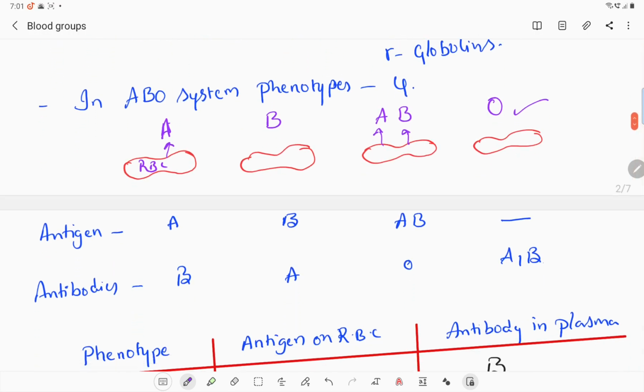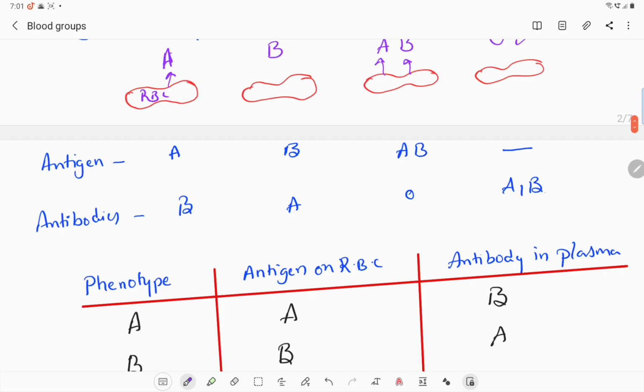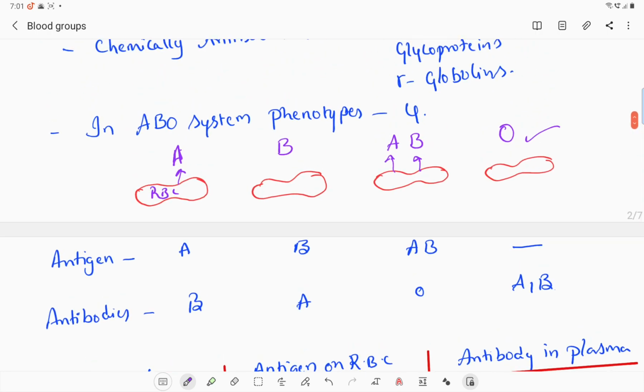Then, what were the antigens and antibodies? Generally, our body will not recognize self antigens. Remember that. When these antigens are present in our body, our immune system will not produce antibodies against the self antigens. So even if antigen A is present, our body is not producing antibody A to destroy that antigen.